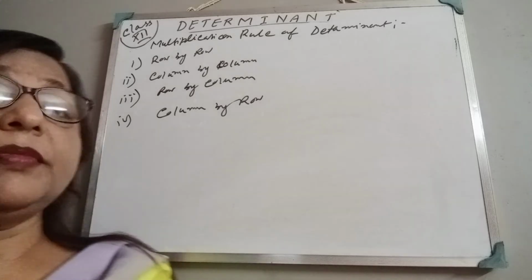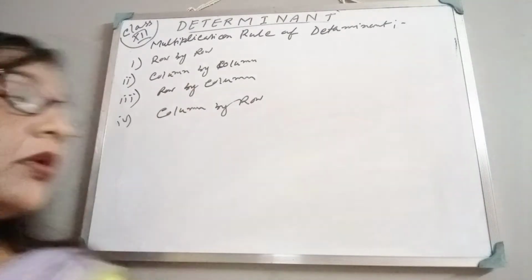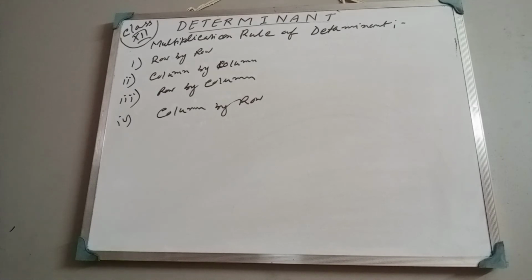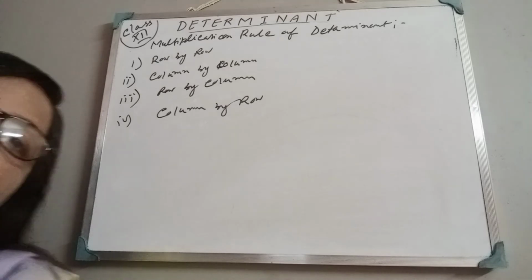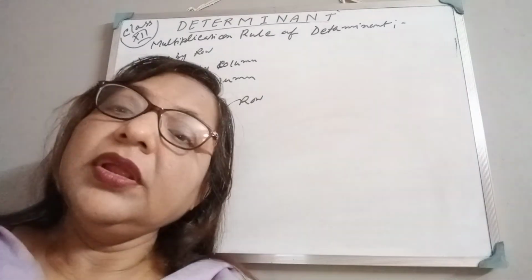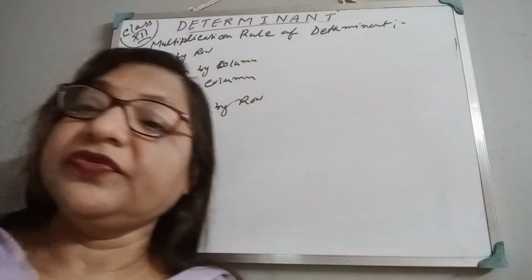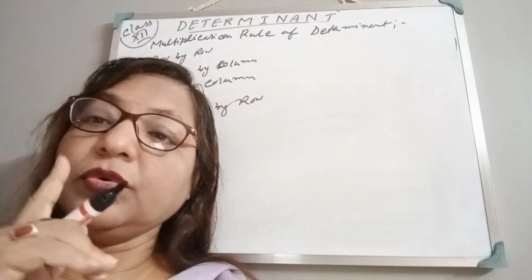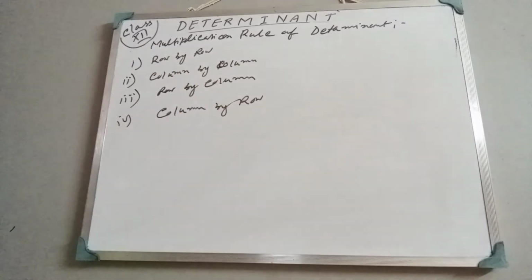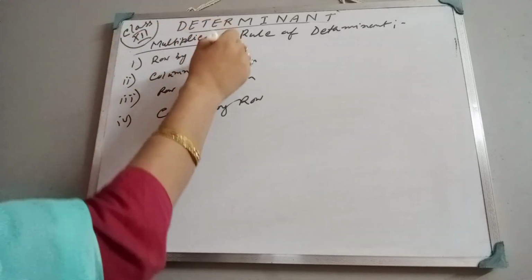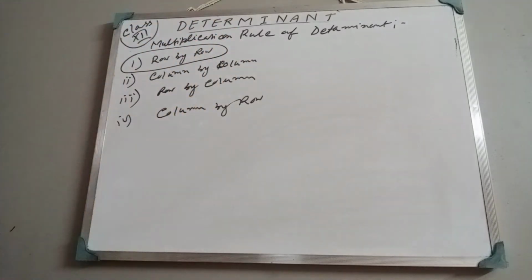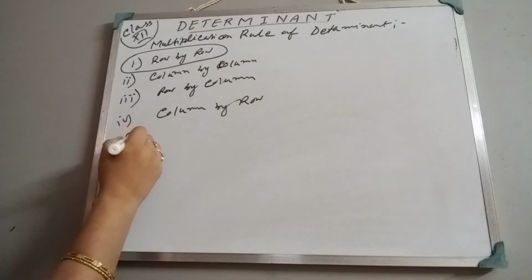Row by row, column by column, row by column, column by row. These are the multiplication rules, but actually I prefer only row by row. I always follow only one method. You should follow only one rule for all the sums, not all the methods. You can follow other methods also, but I prefer this one. Now let me write the determinant first.